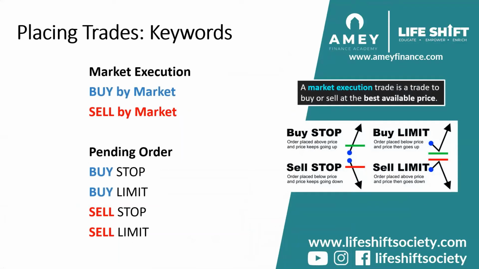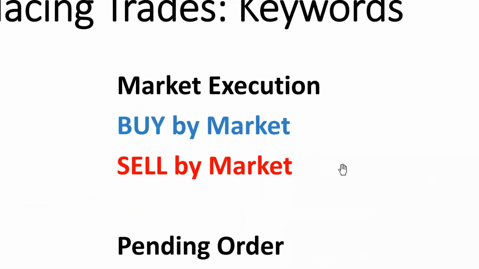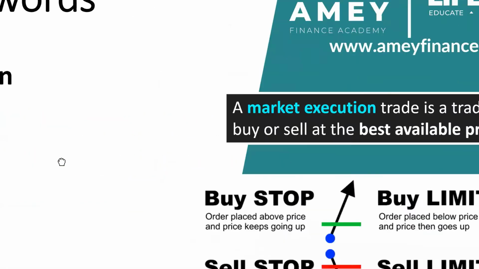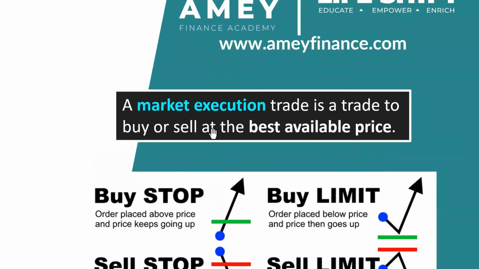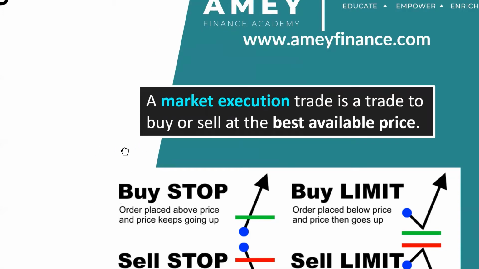Keywords you need to think and look out for, especially when you're taking trade ideas from our trade house. The keywords are market execution, so buy by market and sell by market. Now, what we mean by market execution is that these are trades that take your trades, buy or sell, at the best available price. So it means that you're going into the trade and you're going to get the best available price, whether it's a sell or a buy.